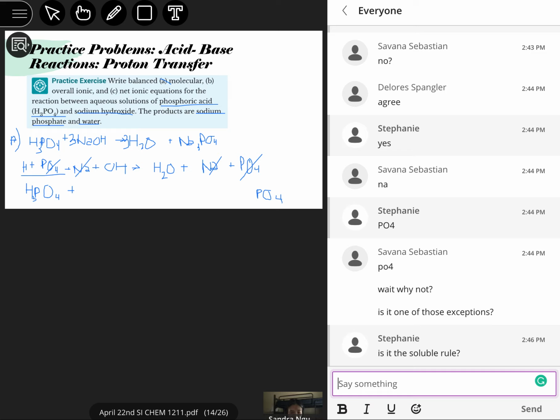And then when you have it finished, you keep OH and it goes to H2O. And then the PO4, here I'll write it over here because it's easier. PO4. So does that make some sense?